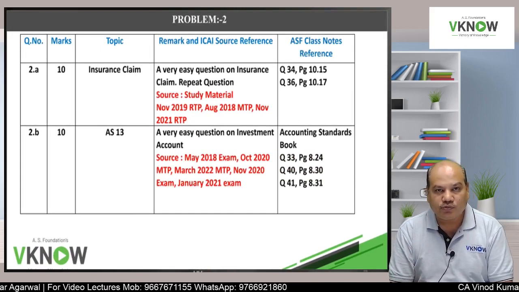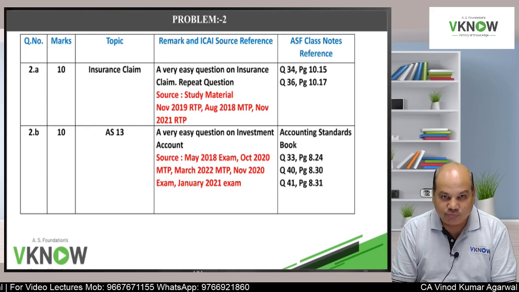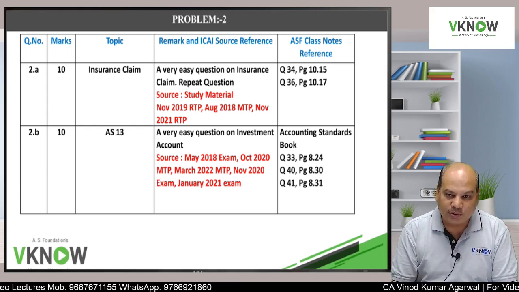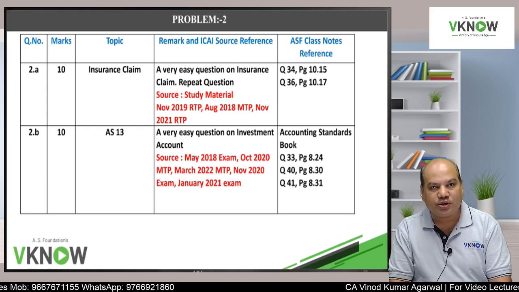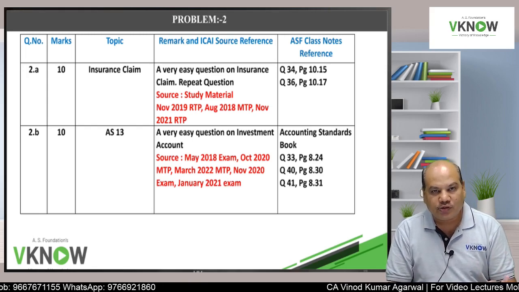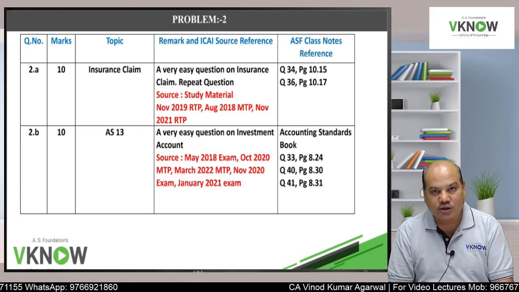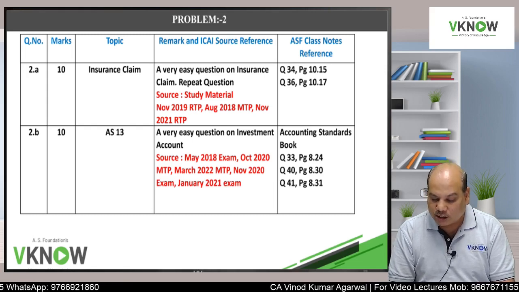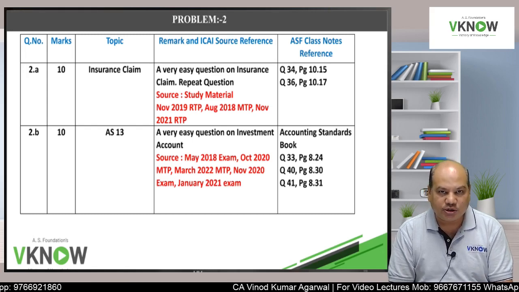Question number 2A was for 10 marks on insurance claim. A very easy question. The same question has been repeated several times. Any student will be able to answer this question and score 10 marks. A similar question is there in the study material of the institute, and this question is there in the RTP, MTP, and we have covered many similar questions in the class.